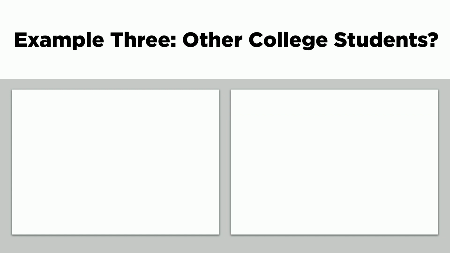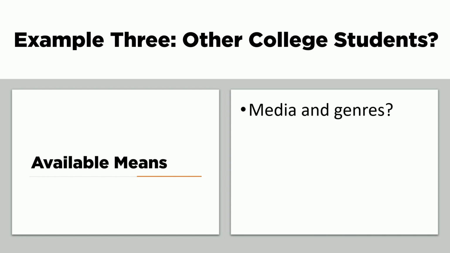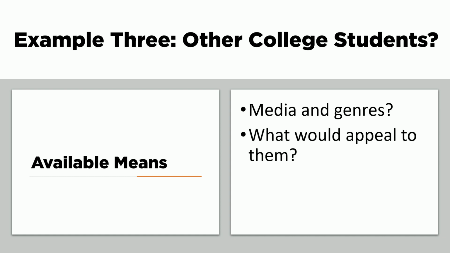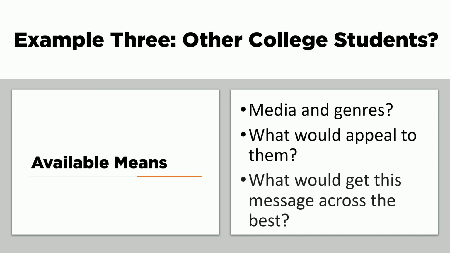I'd like you to consider this for yourself. What if you were to take this video that you've just watched and readapt it for other college students, people not in this writing class? What would you do to try to get their attention, to try to get this information to stick, and to try to get the message across in the best way? What media and genres would you use? What would you do to appeal to that audience? What methods would get this message across the best? Take a moment to think about that. Pause the video and consider what methods would get across best to other college students outside of this class.